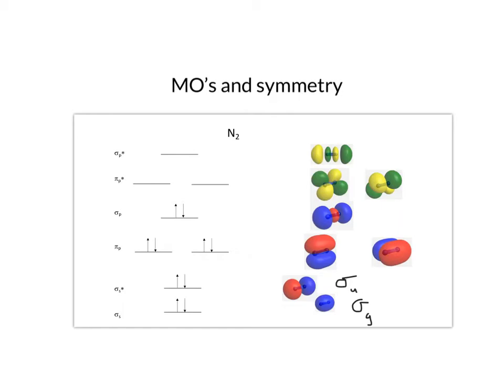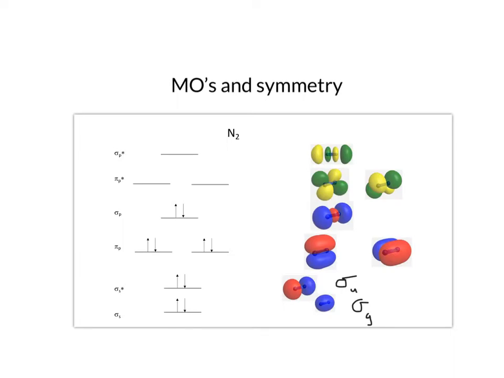So notice that the sigma antibonding orbital has both a negative and a positive lobe. We've just used different colors to represent that. And so if I do the inversion operation where I just take everything across the center to the other side, everything changes sign, and so it's a -1 in terms of inversion, so it's anti-symmetric with respect to inversion, and so I have a subscript u for those anti-bonding orbitals.